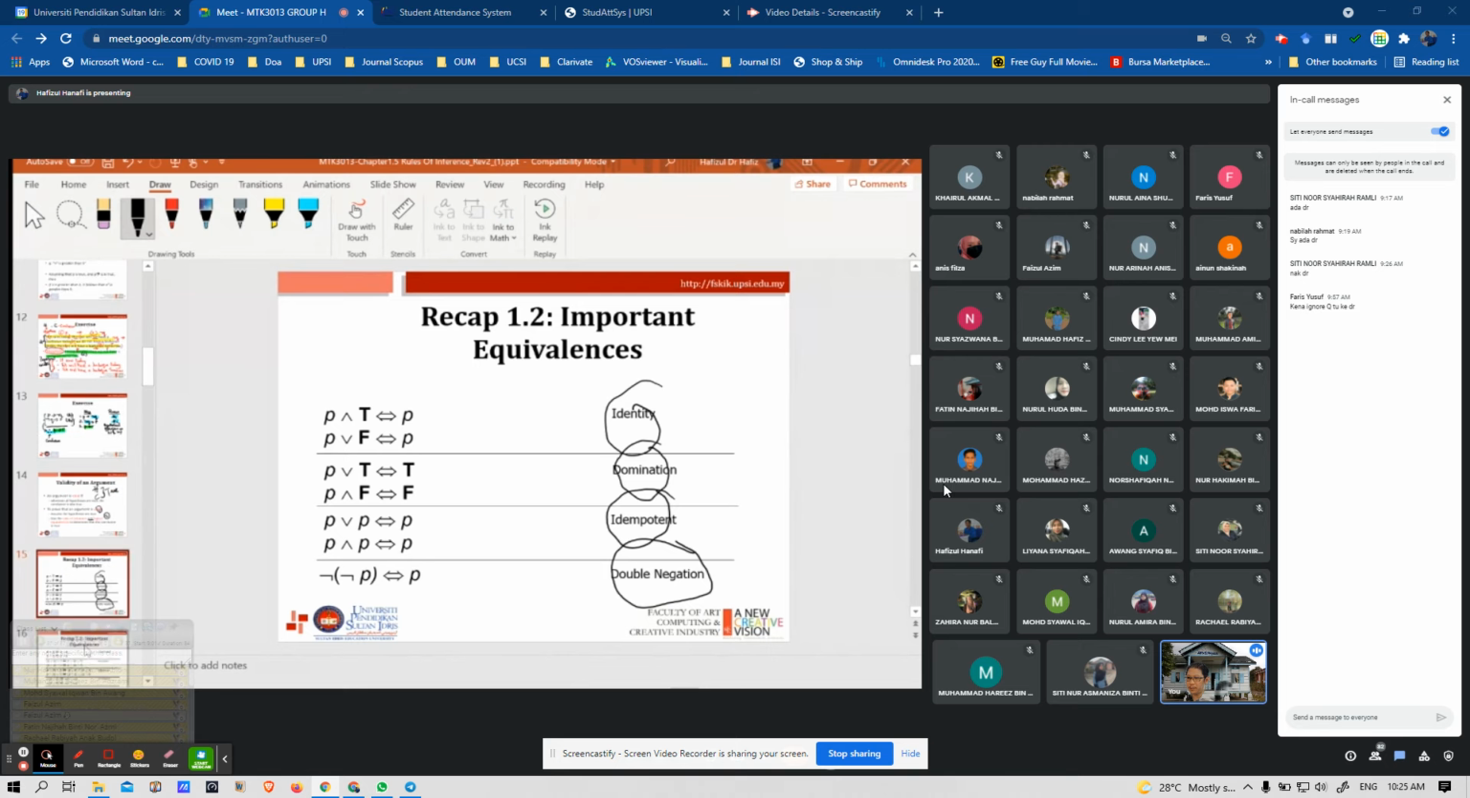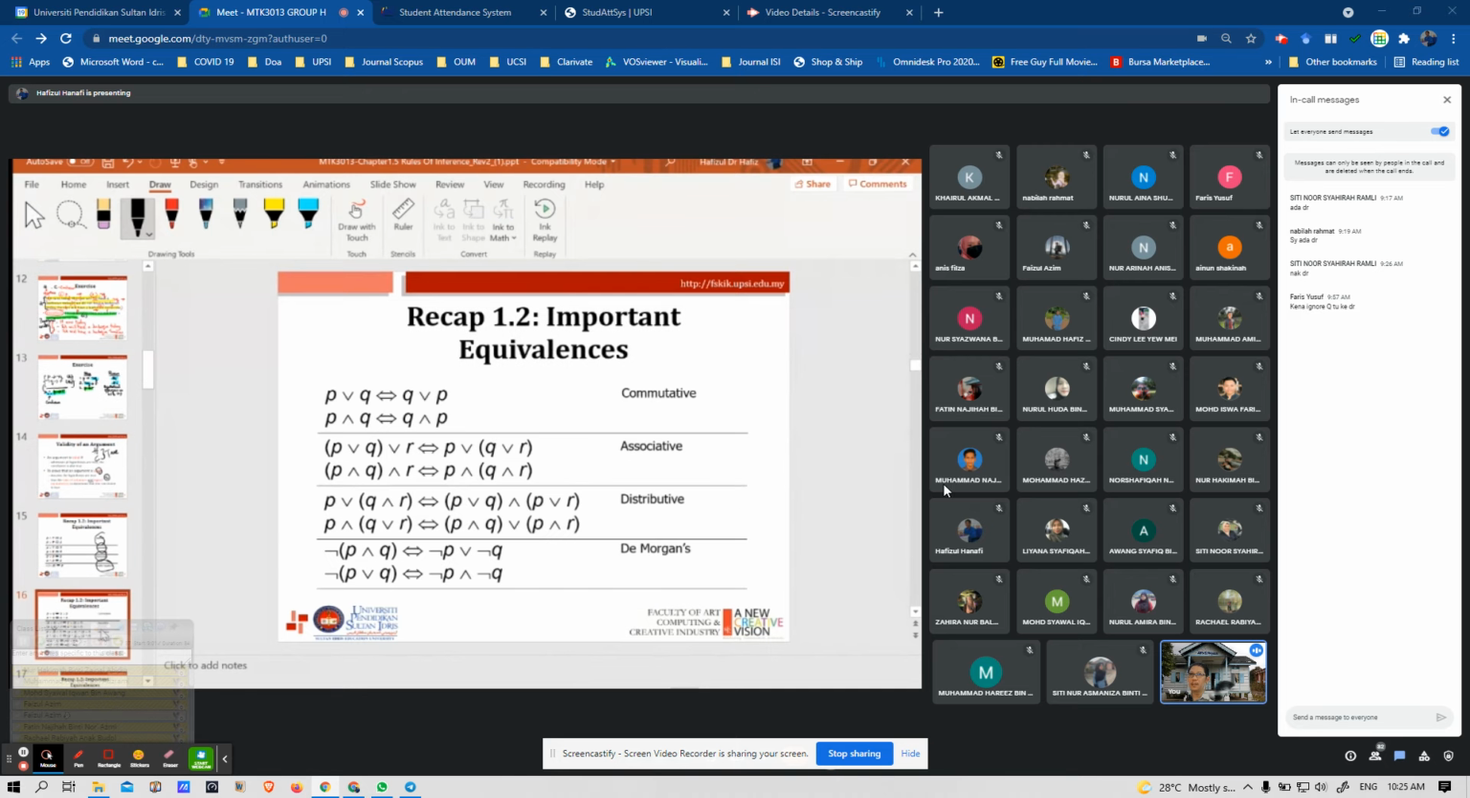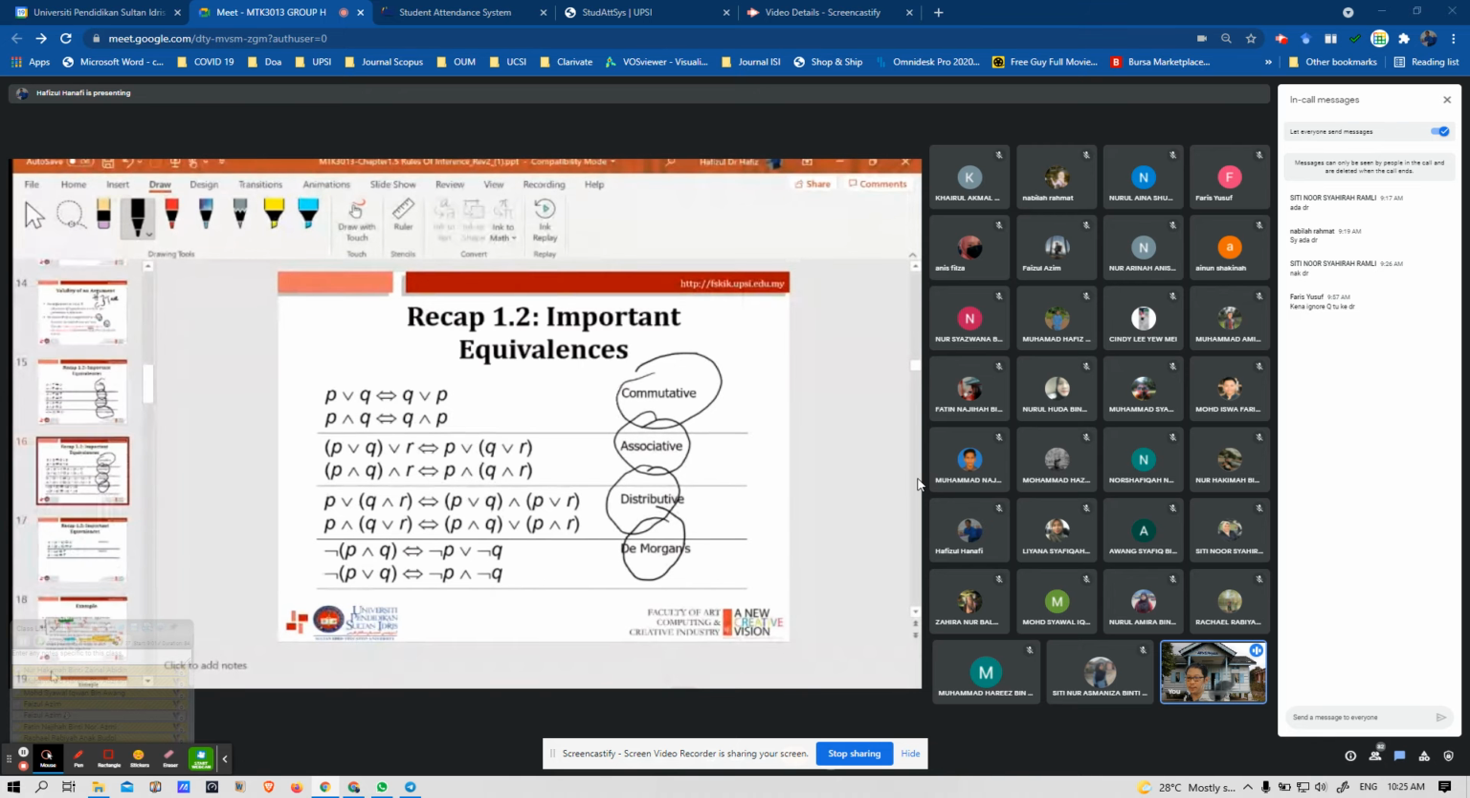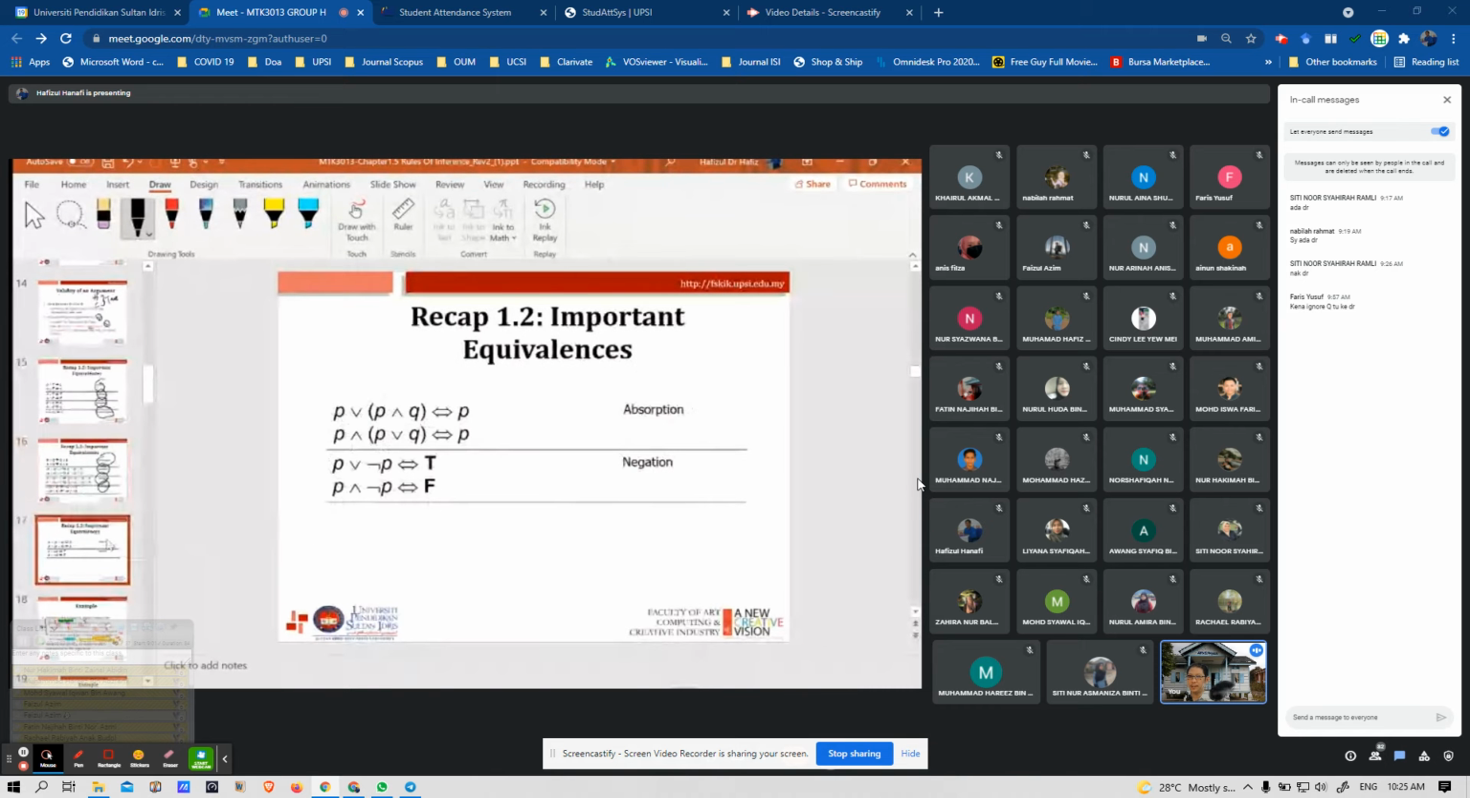Okay, and then we have commutative law, associative law, distributive, De Morgan. Okay, and then we have excluded middle, and the last one is negation, 9 and 10.